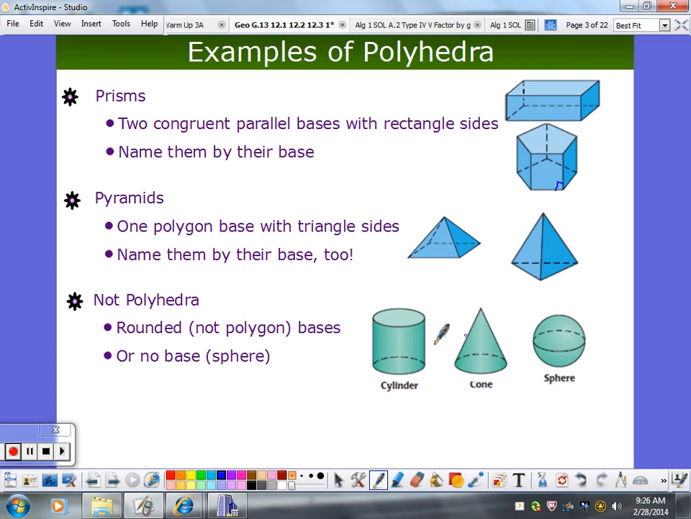And these things are not polyhedra. They're 3D figures, and we're actually going to be looking at all these things. But if you have rounded sides, they're technically not polyhedra, because those are polyhedra. Because these have to be polygon bases. Just some technical points here.